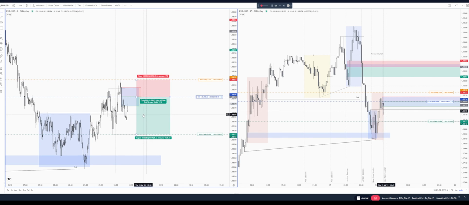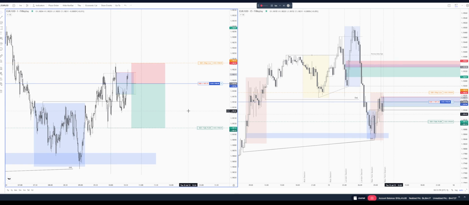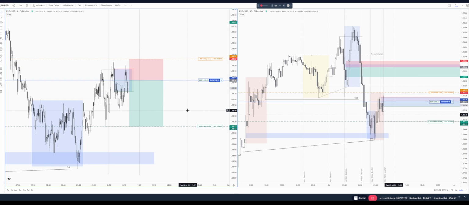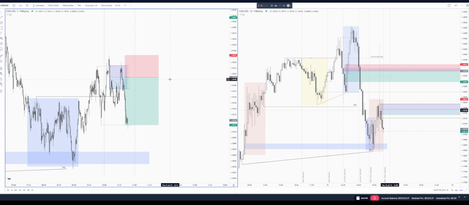So it seems like we might not be filled here. What I do like is that we induce more liquidity with these relative equal highs. And there we go. That might be a stop out there. Okay, no, this is a really strong move. And there we go. Our position gets filled.